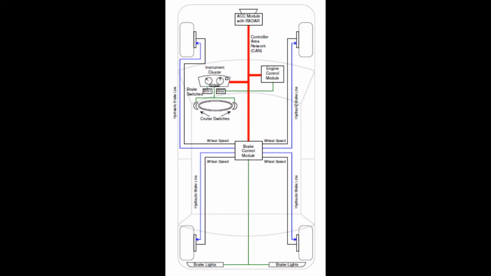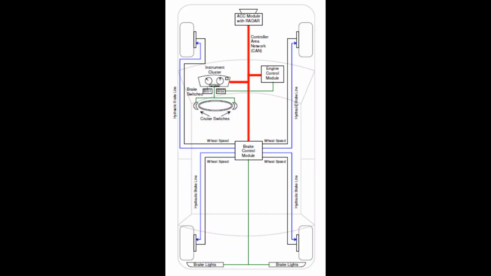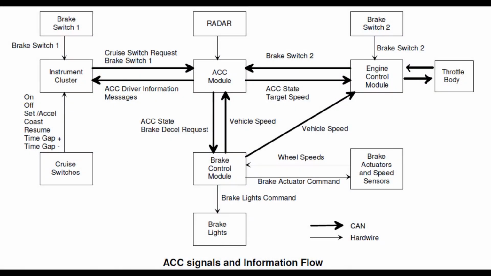These are the components in the ACC system. There is the ACC module with radar, engine control module, brake control module, instrument cluster, brake switches and cruise switches. The brake control module also includes the braking components like the brake calipers as well as the ABS system. Next, we can see the ACC signals and information flow diagram. From the diagram, we can know how the components interact with each other.